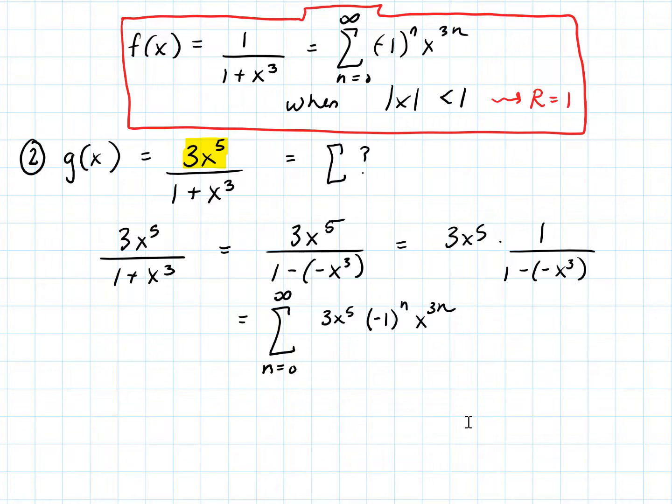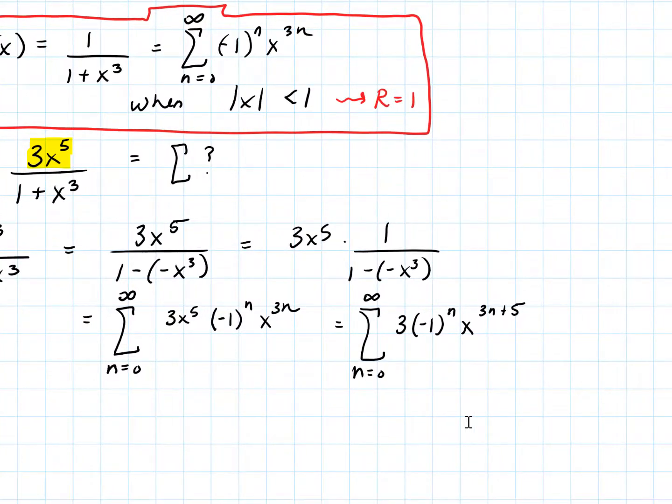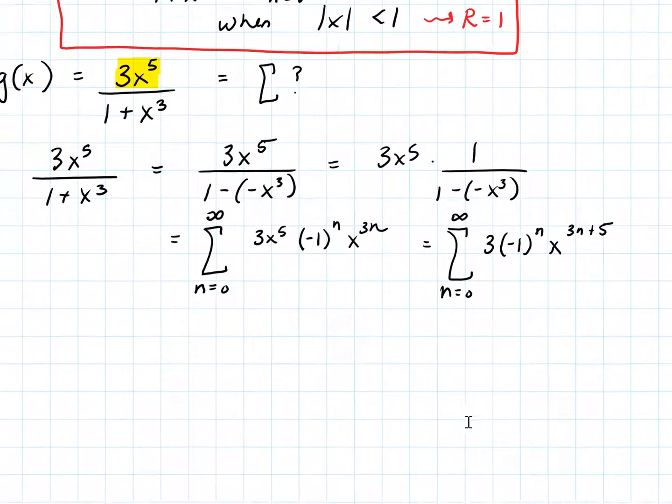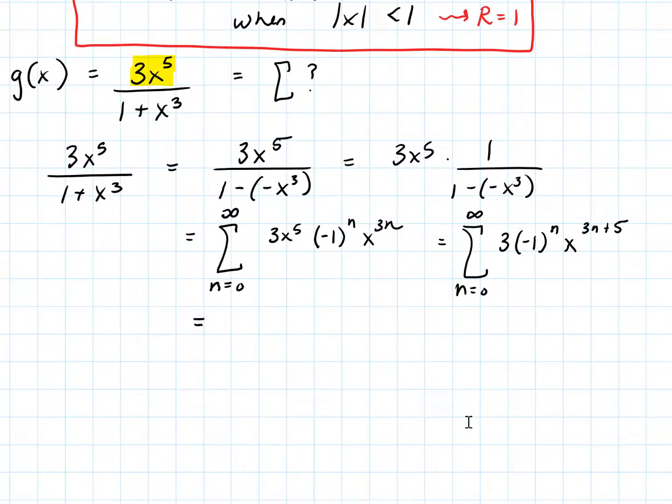Okay? And then we can simplify a little bit further, because we could say that's just equal to the sum from n equals 0 to infinity of 3 times negative 1 to the nth times x to the 3n plus 5, using the powers of exponents. Add the two exponents together on the x's. And if we wanted to write that out, expanding that all the way out, we'd end up with 3x to the 5th.